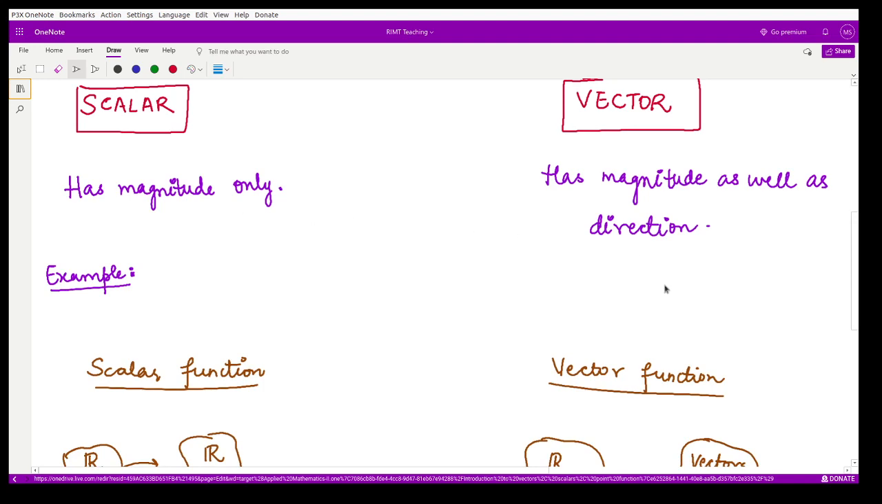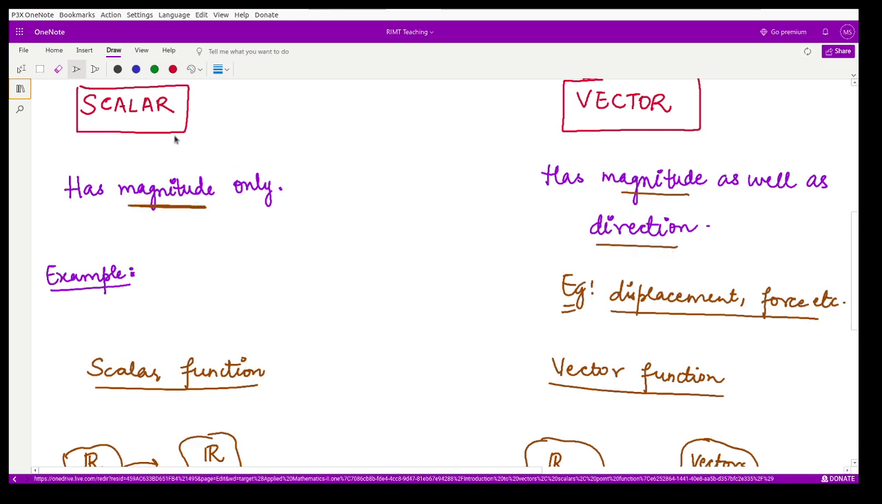For example, vector quantities are displacement, as you have told me, right? Force, etc. There are many vector quantities which utilize both magnitude as well as direction. However, quantities which have magnitude only are termed scalar. For example, mass or simple distance is scalar.